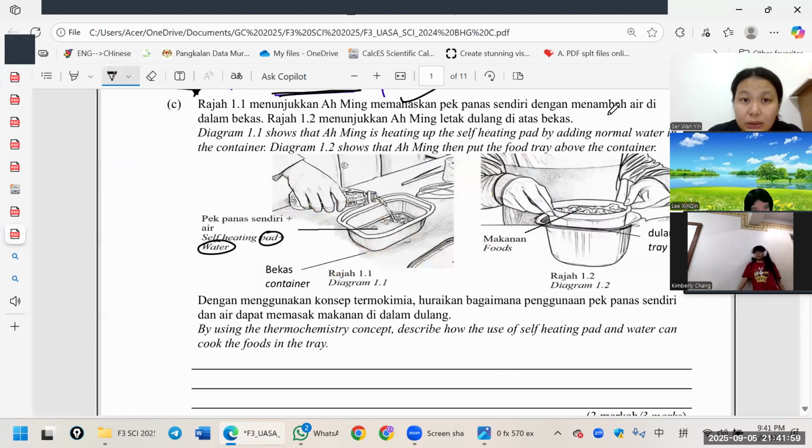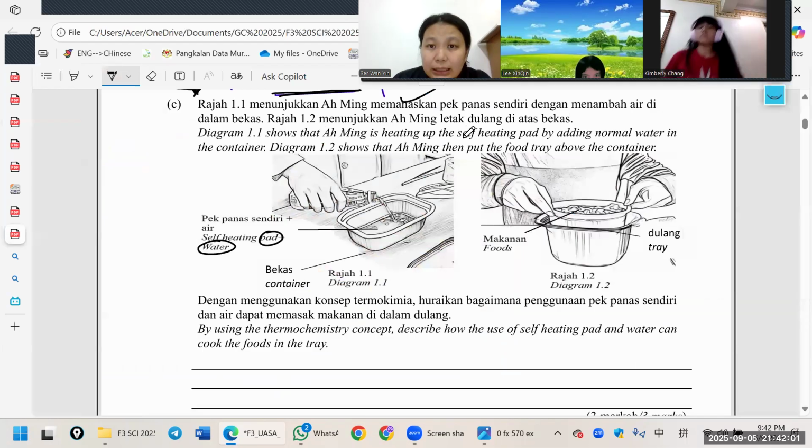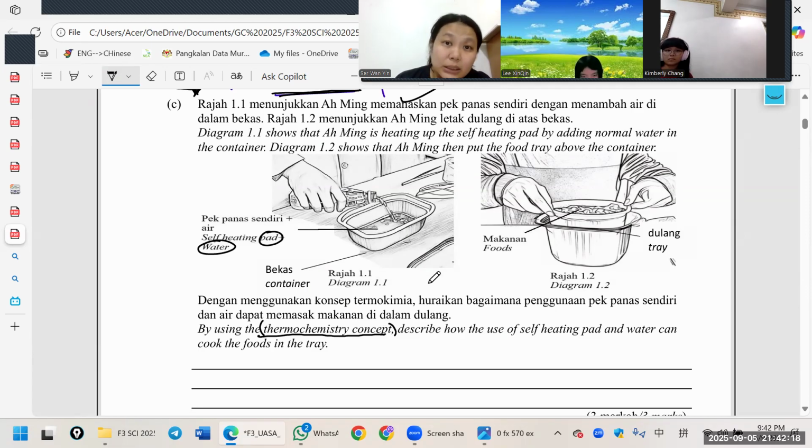Okay. Now, Amin is heating up a self-heating pad with additional normal water in a container. Amin then puts the food tray above. By using the thermochemistry concept, you need to describe what this pad is. Describe how the use of the self-heating pad and water can cook the food in the tray.